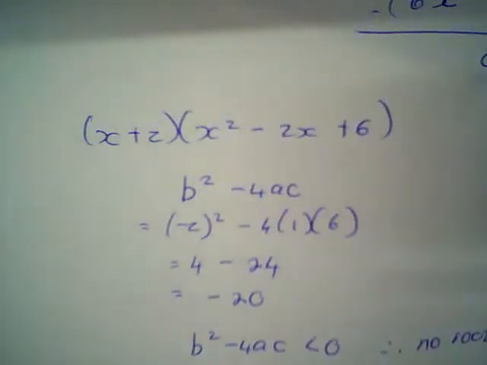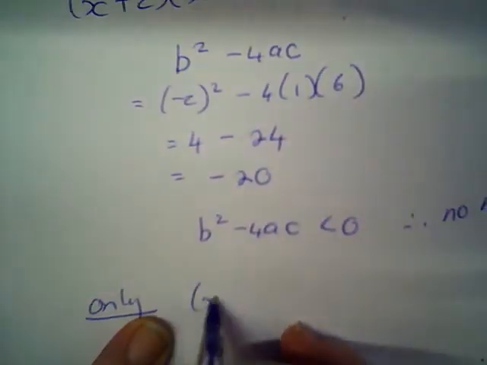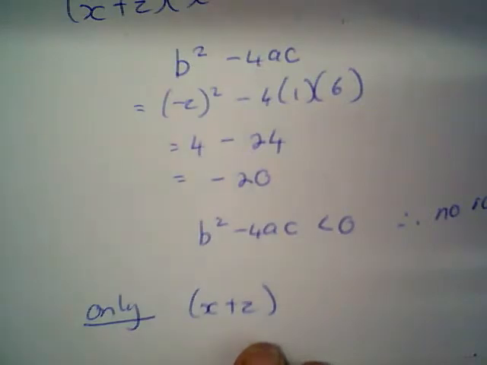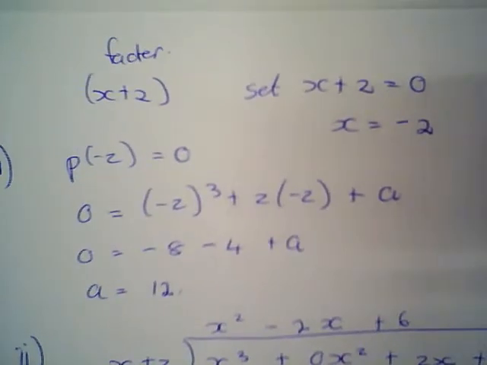Okay, so that's my only root. My conclusion, my only root would be where x plus 2 is zero. Okay, good. So that was question 6. Let me just check that I've done everything there. Yes. So there's exactly one root. Okay, let's move on to question 7.